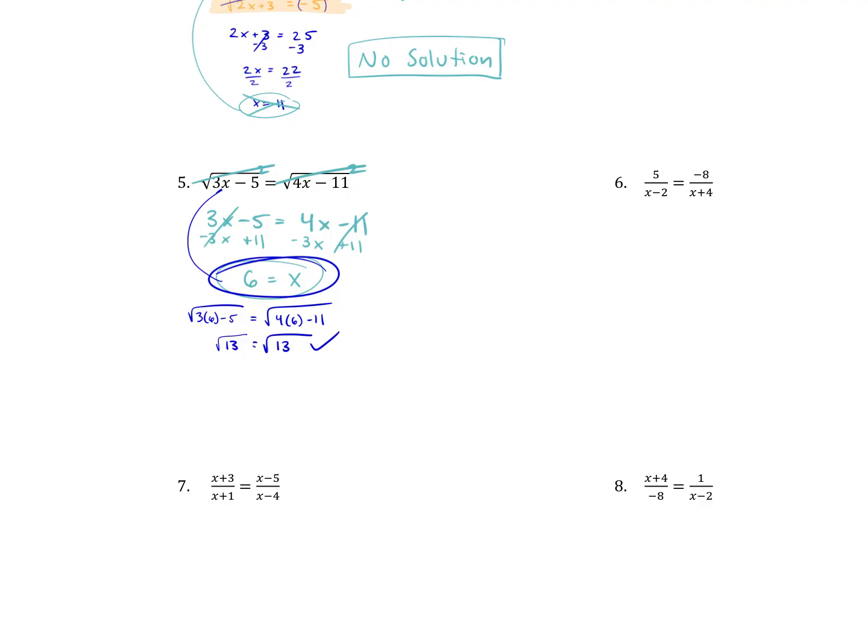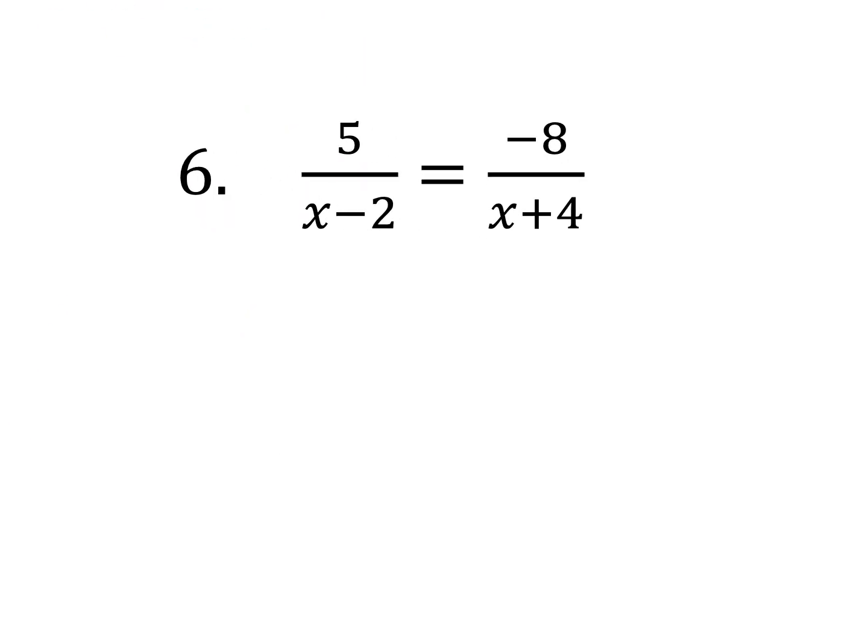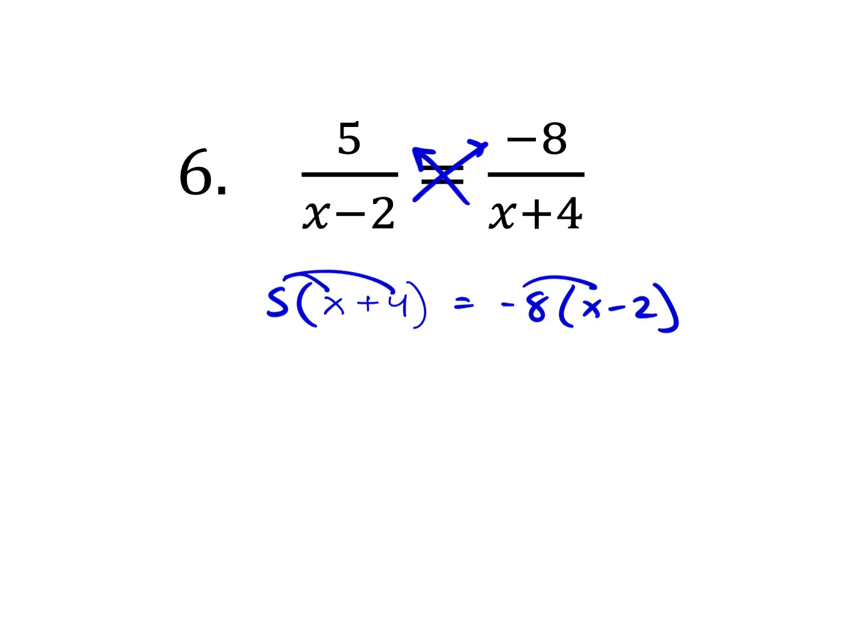Let's do number 6. What happens when we have a fraction equals a fraction? What should we do to solve? Cross multiply. So 5 times x plus 4 equals negative 8 times x minus 2. What should we do next to solve? Distribute. So 5x plus 20 equals negative 8x plus 16. What should we do next?